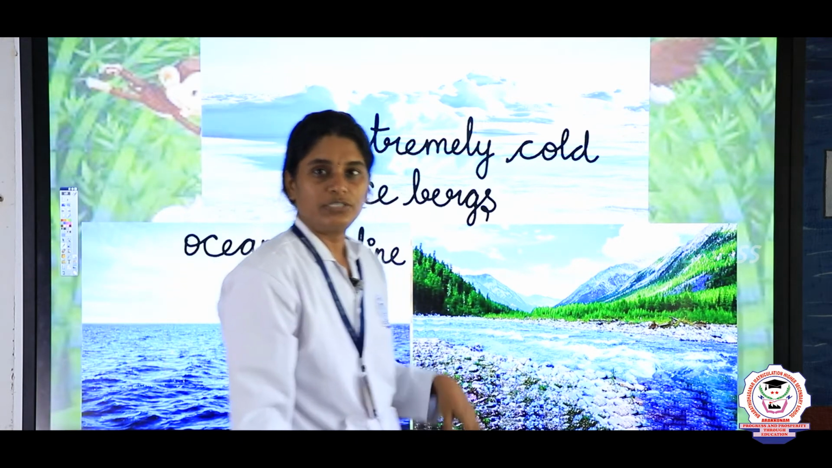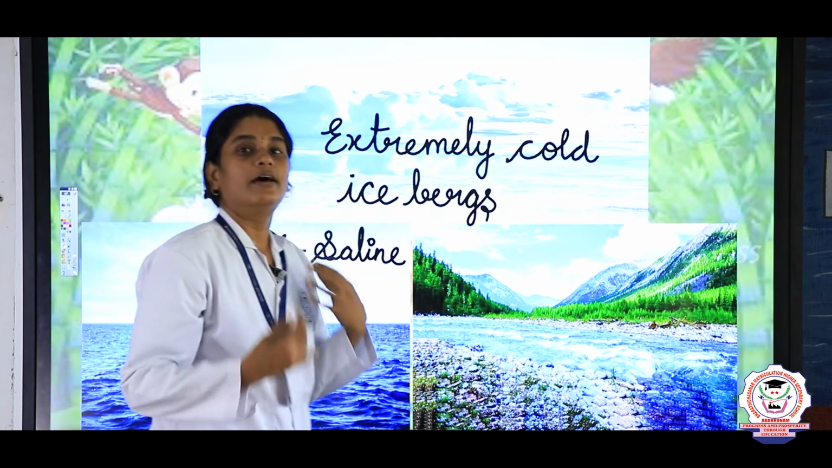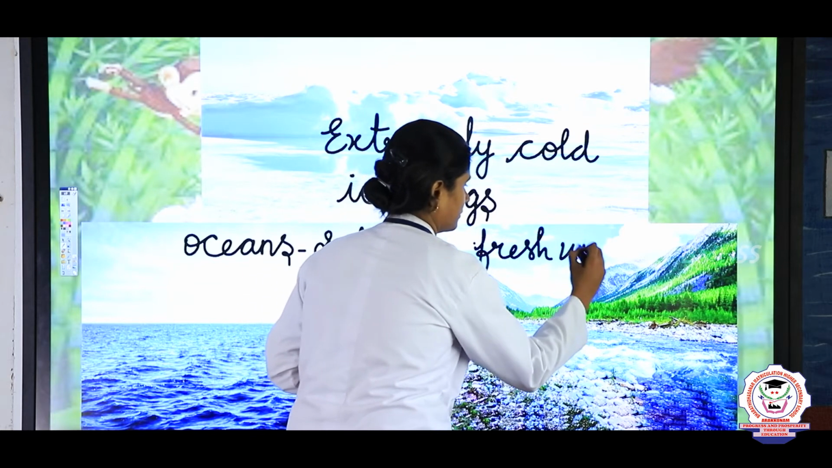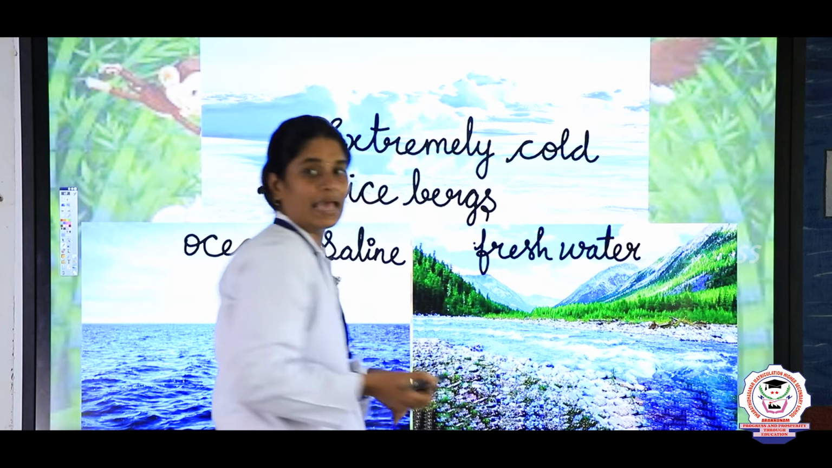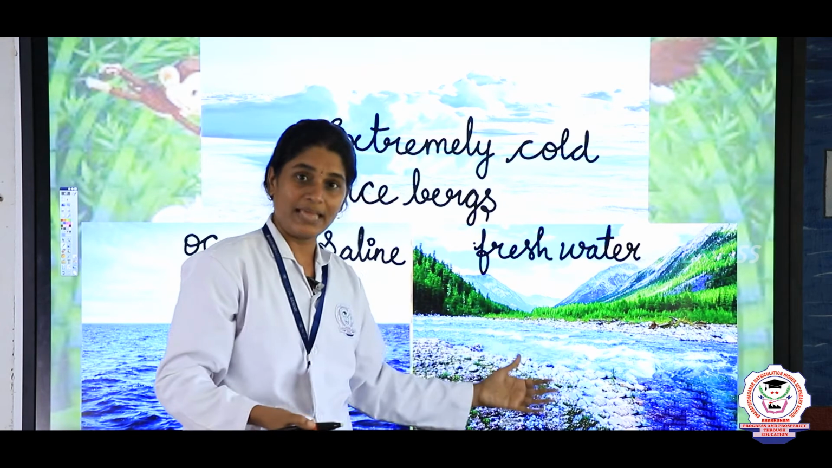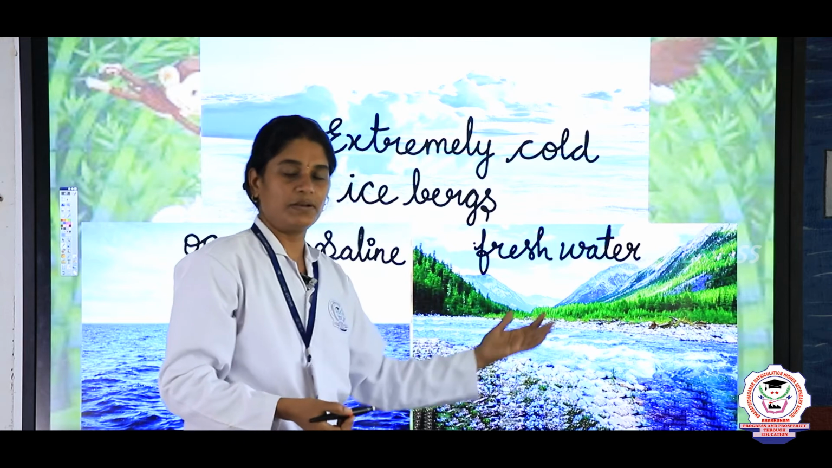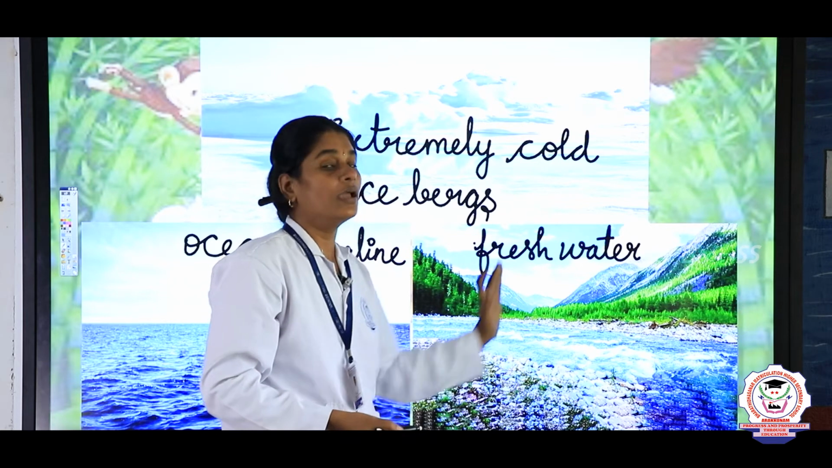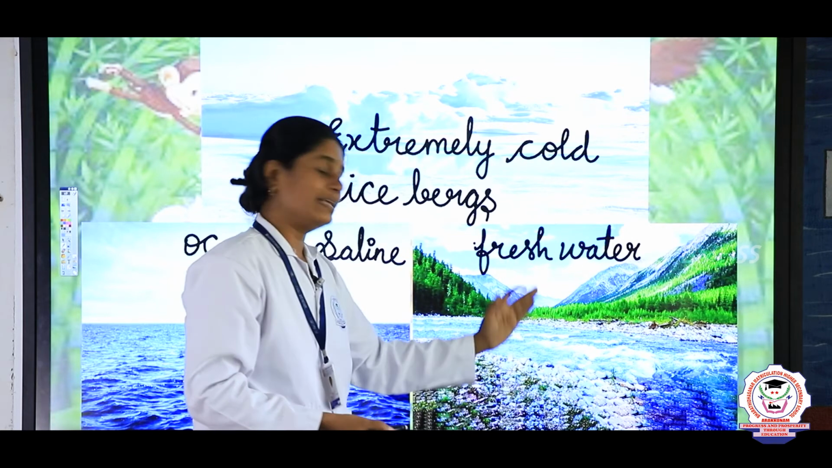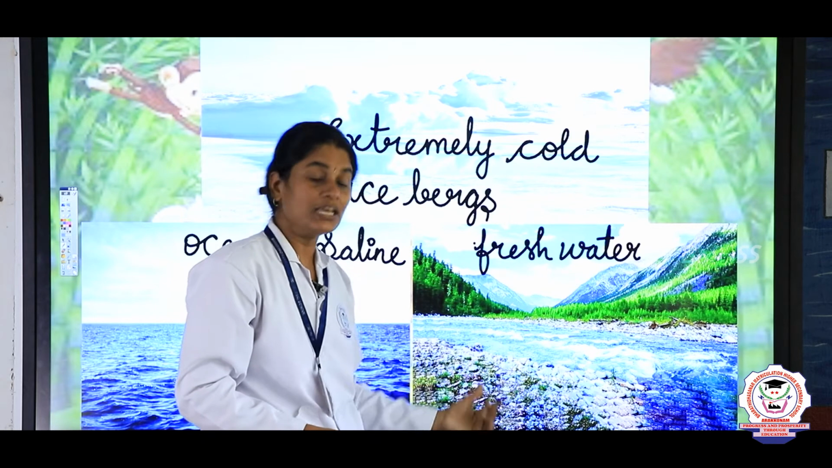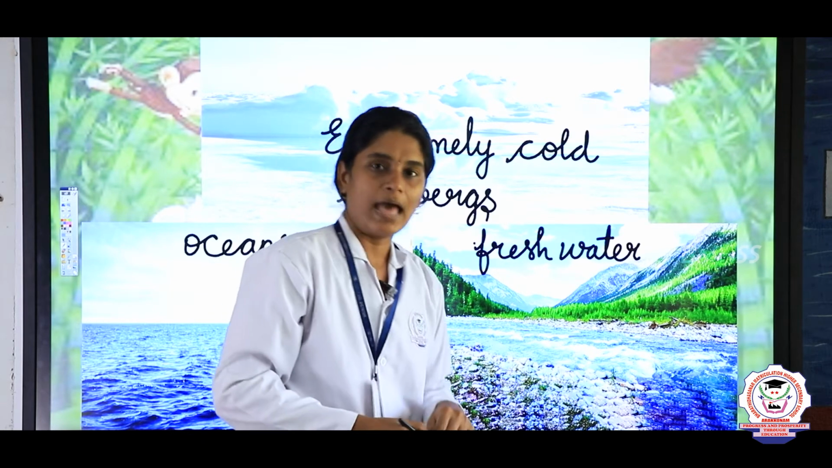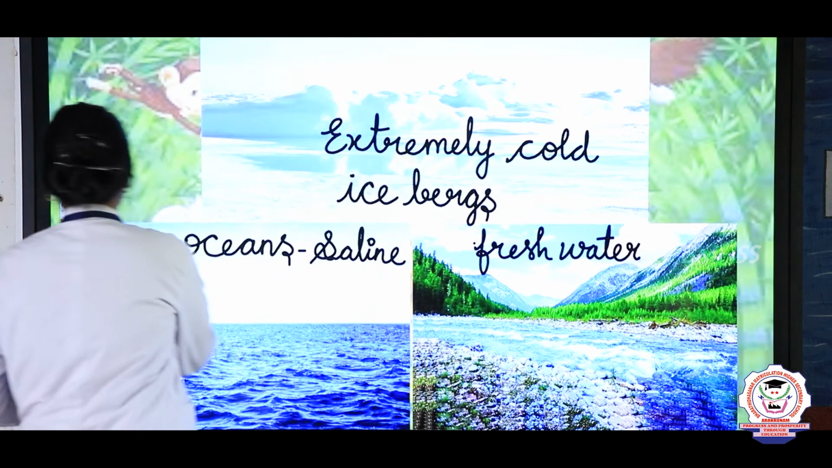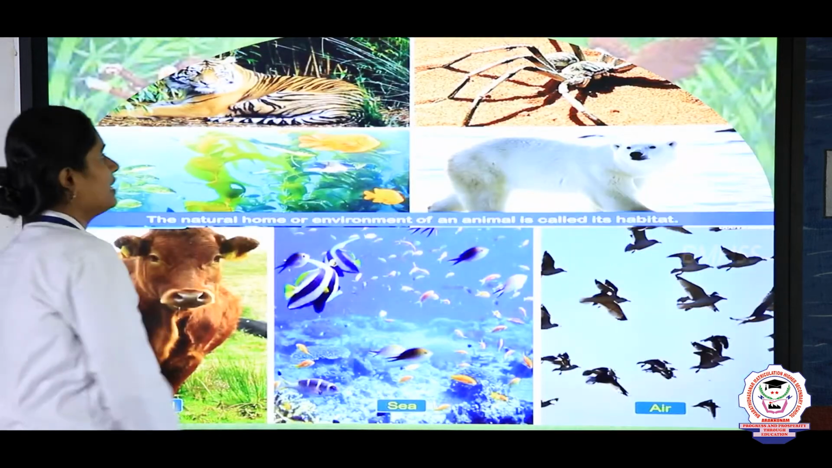And the next one we are going to see is rivers, or we can say fresh water habitat. Why is it called fresh water habitat? Because in rivers or lakes or ponds the water will be normal, it will not be salty. That is why rivers and lakes are called fresh water habitat. Many animals live in fresh water habitat. Now let us see what animals live in these types of habitat. So, come on, let us see.